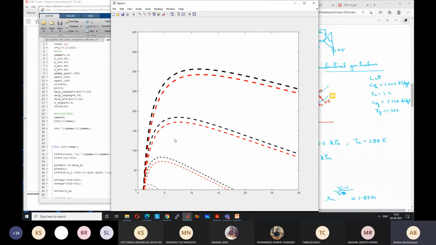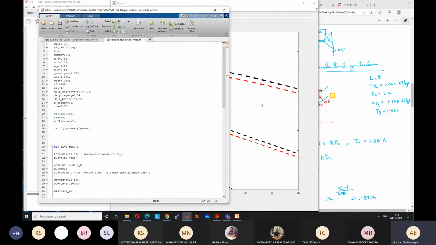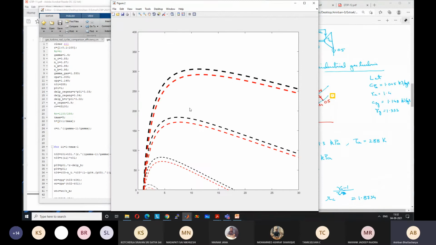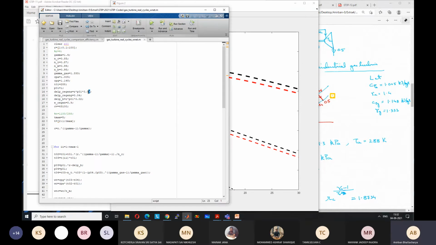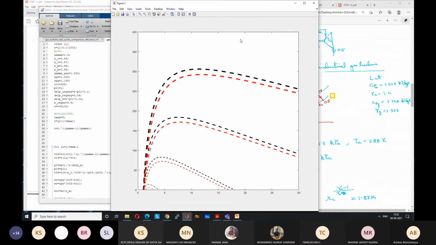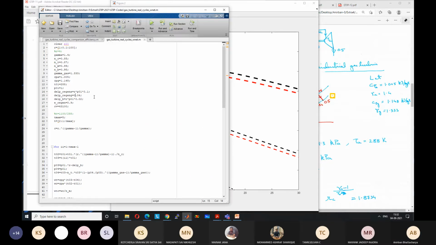You can play around with the pressure losses. For example, I cannot draw on the same plot right now, but it should be possible to draw it, let me check. A very large, absurdly large value. Let us take right here.